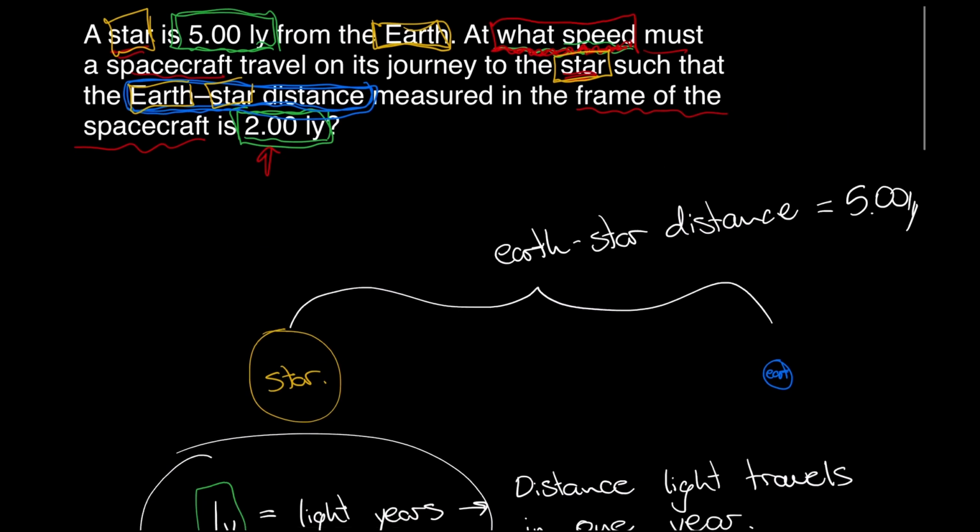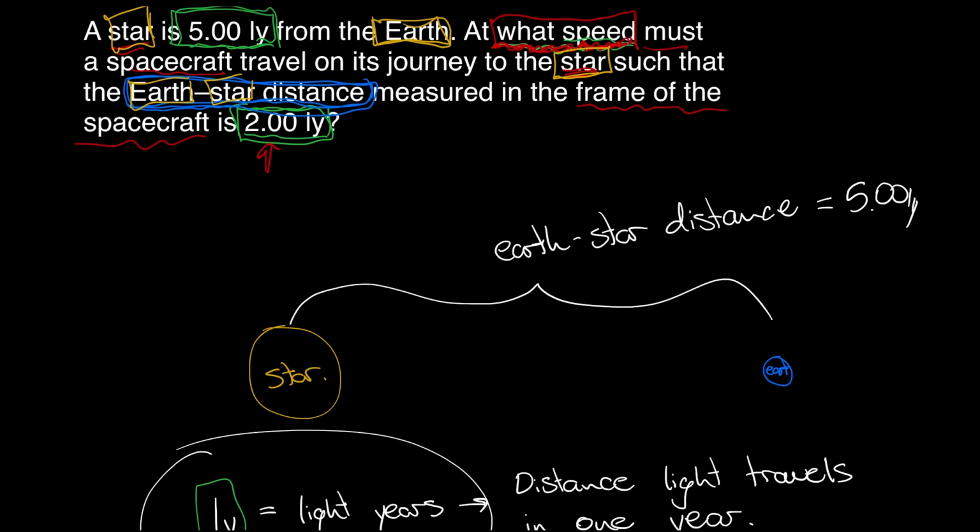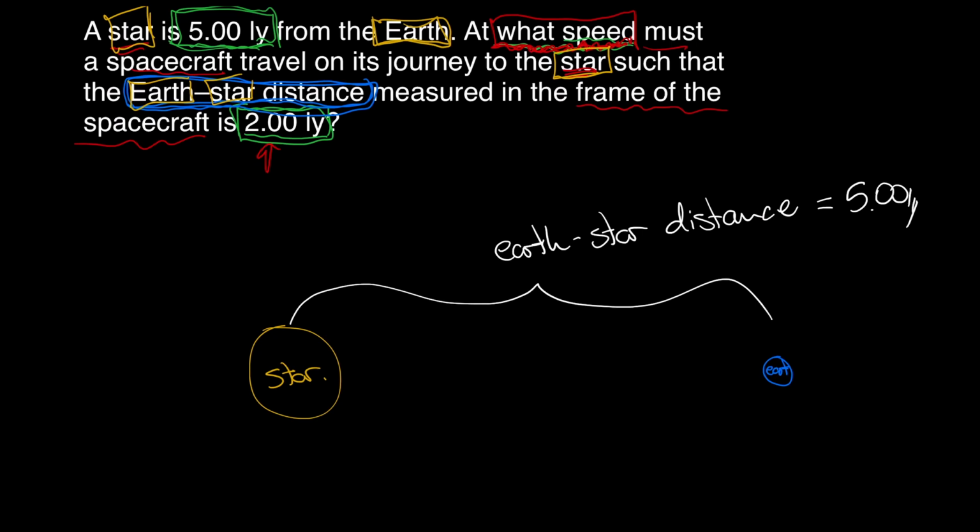Anyway, we're going to go back to the problem. What are we talking about here? A star is 5 light years away from Earth, long distance. At what speed must a spacecraft travel on its journey to the star such that the Earth-star distance measured in the frame of the spacecraft is 2 light years? So let's outline the important parts. We have 5 light years here, and we have a spacecraft on its journey to the star.